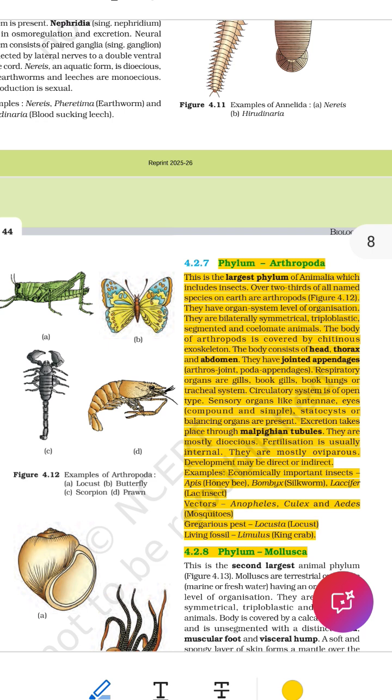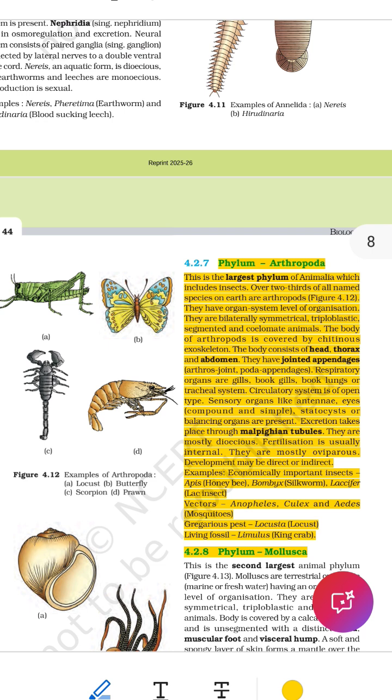2. Biggest group in the animal kingdom. Out of all animals known to science, about 2/3 are arthropods. They live almost everywhere: land, water, air, deserts, forests, even inside other animals. 3. Level of body organization. Arthropods show an organ system level of body organization. This means their body has real organs like stomach, brain, heart-like parts working together.